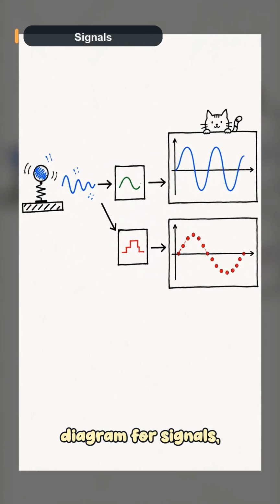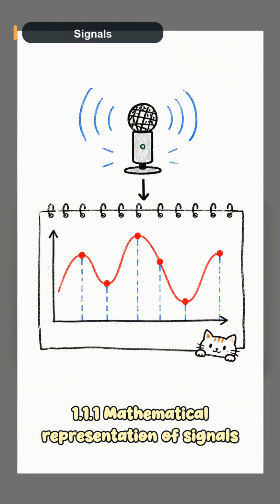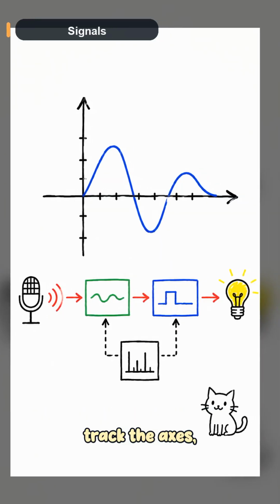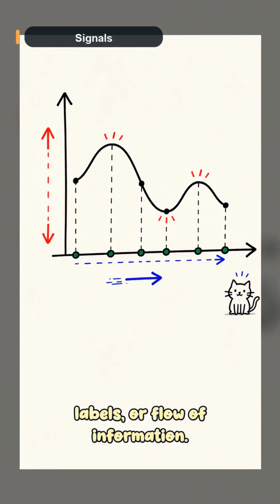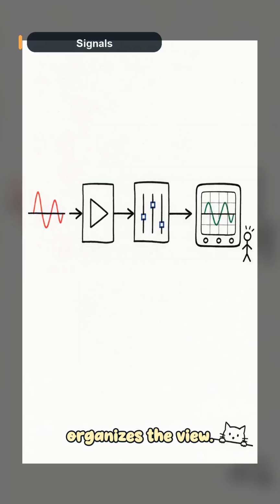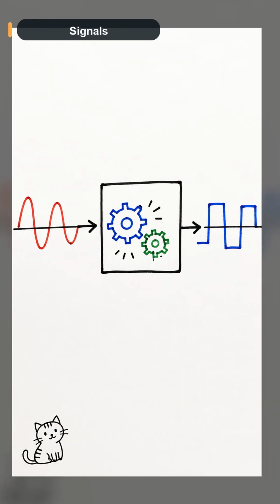When you look at a diagram for signals, focus on what is changing and what is fixed. 1.1.1 Mathematical representation of signals usually becomes clear when you track the axes, labels, or flow of information. A graph tells you which variable moves and which one organizes the view. A block diagram tells you where the signal enters, changes, and leaves.